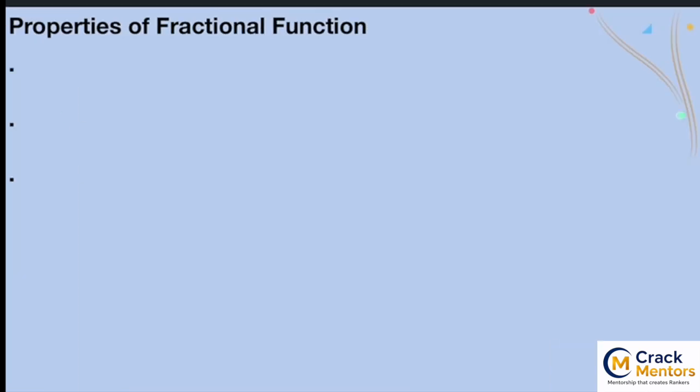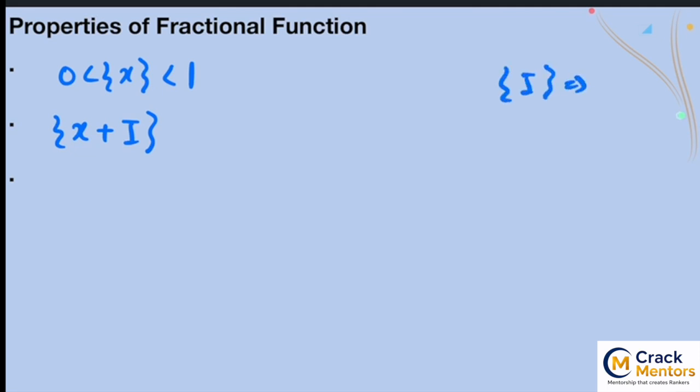Moving on to properties of the fractional part function. The very first property is that the fractional part of any number will always lie between 0 and 1. It cannot be greater than 1 and cannot be smaller than 0. It's never negative. And also, what can I say about the fractional part of an integer? It will always be 0 because an integer will never contain a fractional part, right?